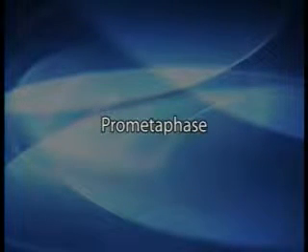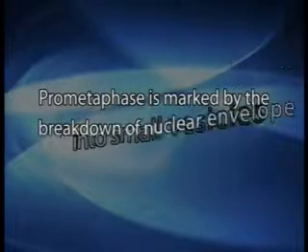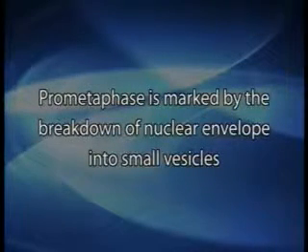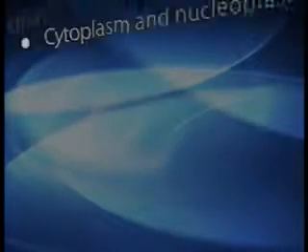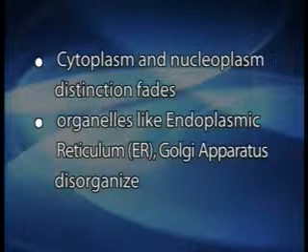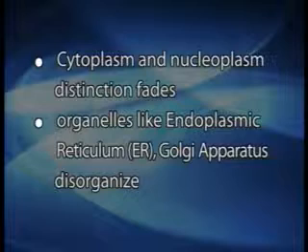Prometaphase. The major event making the cell's entry into prometaphase is the breakdown of the nuclear envelope into small vesicles. The distinction between cytoplasm and nucleoplasm fades, and organelles like the endoplasmic reticulum and Golgi apparatus disorganize.